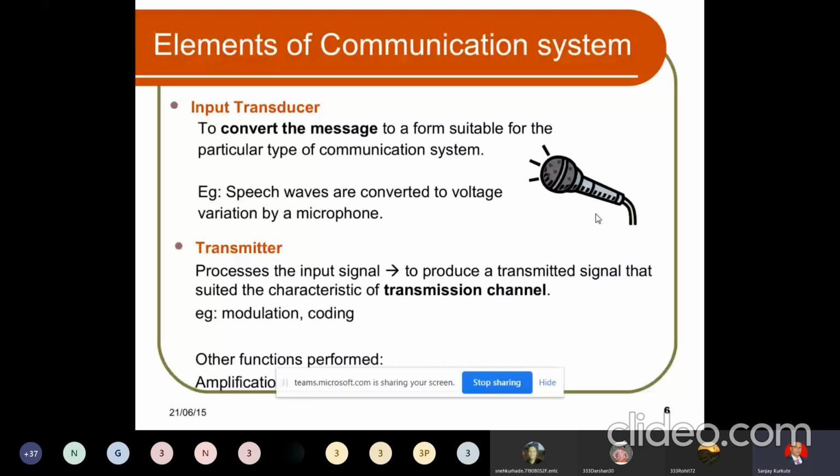Then the transmitter, this is the second block in the communication system. The transmitter processes the input signal to produce a transmitted signal that suits the characteristics of the transmission channel. What is the role of the transmitter actually? Processing of the signal for the channel. The signal should be processed to suit the channel. That is the role of the transmitter, and that we have to design.